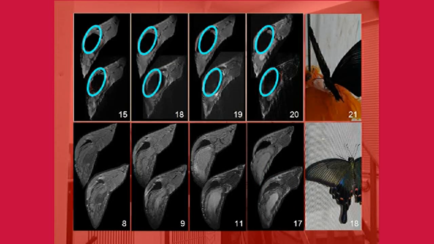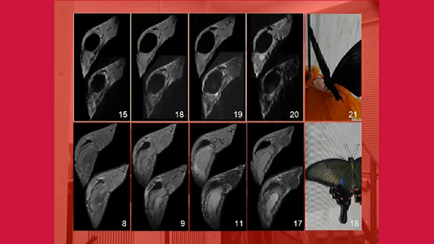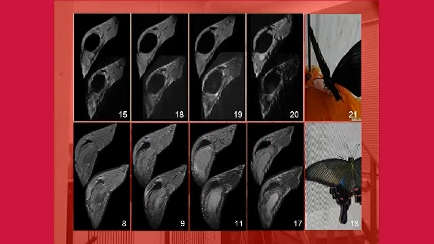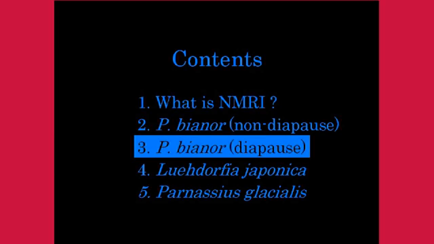However, while the thoracic cavity expanded rapidly in male butterflies, the cavity did not expand much in female butterflies even just before emergence. This was also confirmed in other individuals photographed at the same time, and was thought to be a characteristic of female butterflies. Next, we will explain the changes in the papilio-bianor diapause pupa.